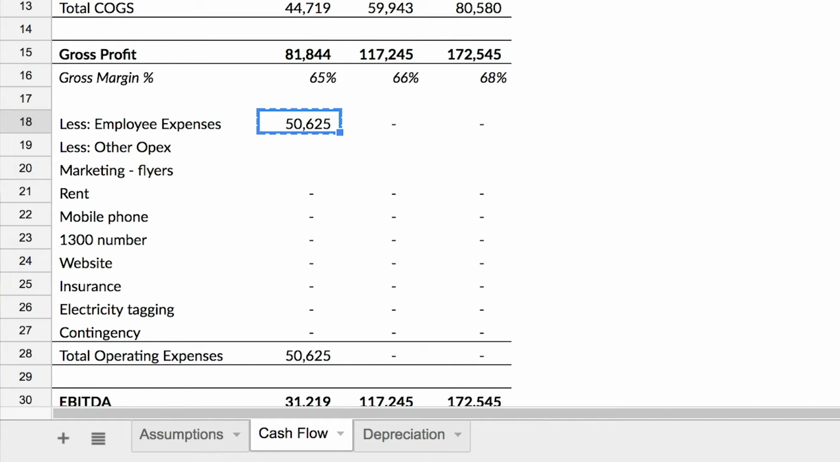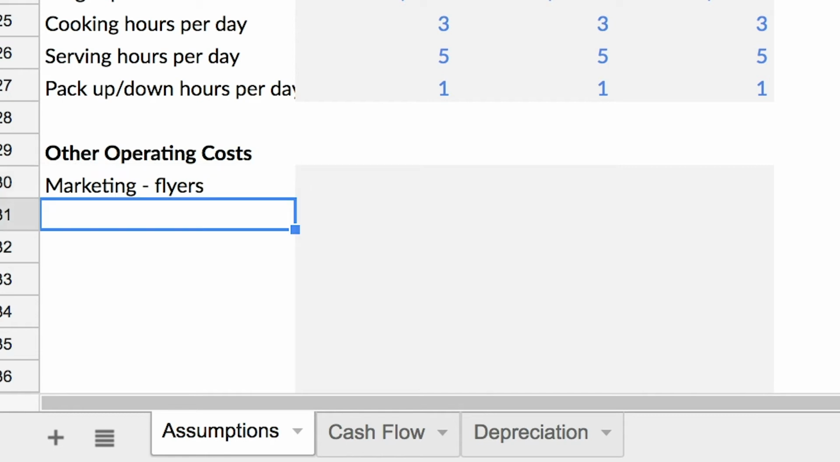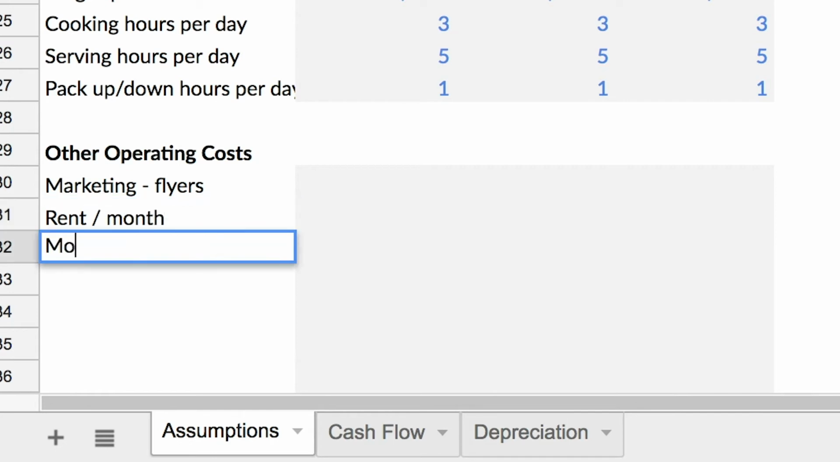So if we copy that formula over, we're getting a slight increase on our employee expenses each year because of the inflationary factor. Let's go back, and when we think about all the other operating costs we've got, let's just jot them all down. So we're going to have some marketing costs. We know we want to print some flyers. Let's think about rent. We know we've got to pay rent per month, because that's how we pay our rent. Mobile phone plans are also charged on a monthly basis.